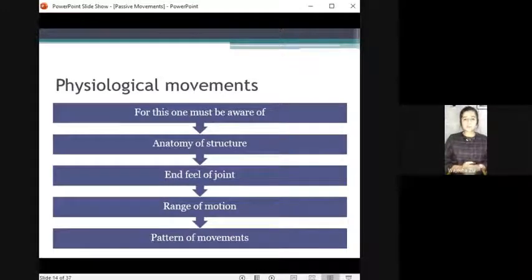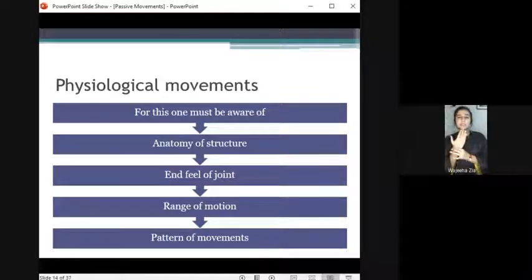The things which are very important for the therapist before the application of the physiological movement: the first one is the anatomy of the structure, the second one is the end feel of the joint, the third one is the range of motion, and the fourth one is the pattern of movement. If you are not familiar with the anatomy of the joint, how can you perform the movement?